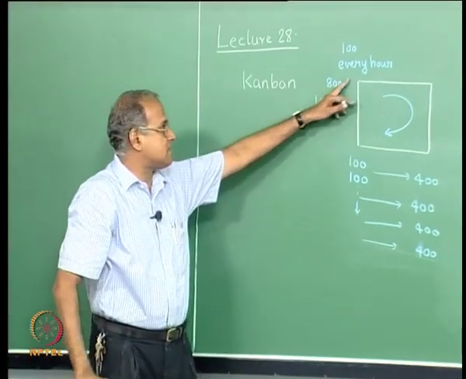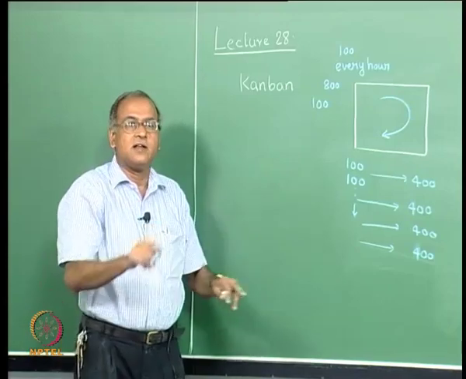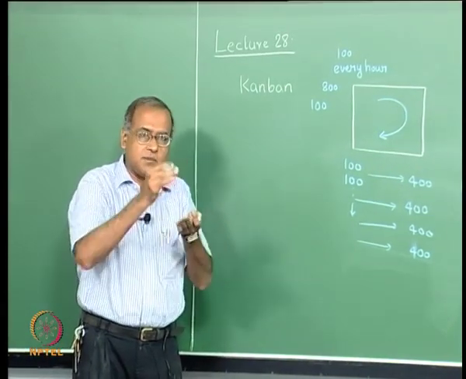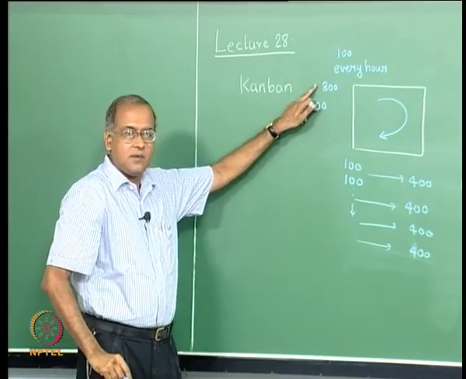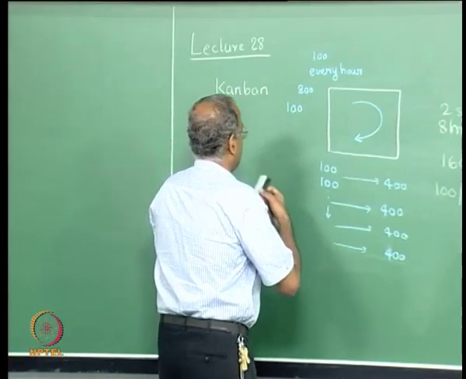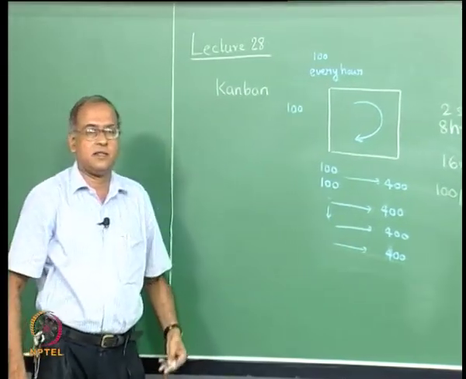If all the 1600 comes in the morning and 0 is in the evening, the average inventory is 1600 by 2, which is 800. Now, 100 items come every hour, so the inventory will only be 100 in this system and will not be 800 in this system.